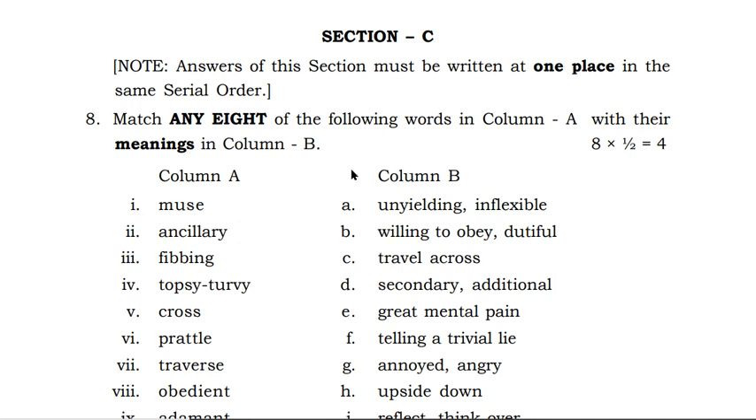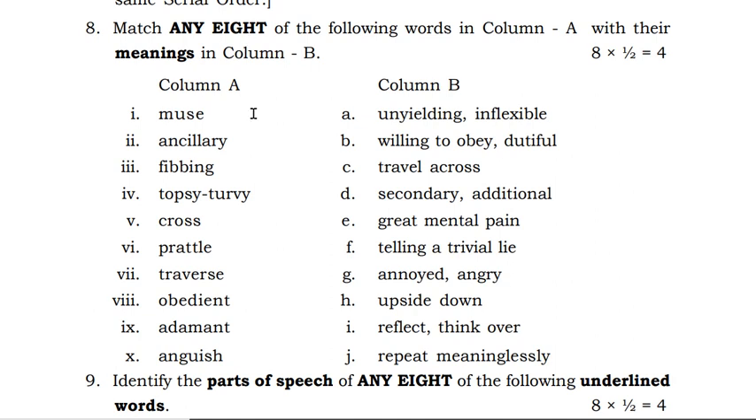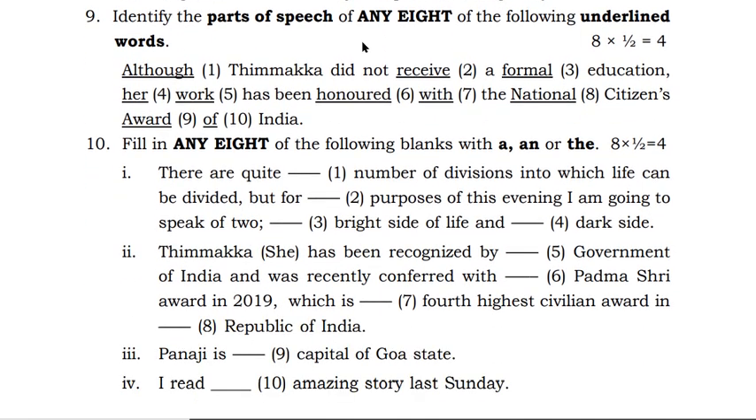Right. Okay, let us now start section C. Question number 8 is about meanings, in the form of matching. You have to match column A with the meanings in column B. In column A they give words, and column B contains meanings, and you have to match them. You can attempt any 8 of the 10, that's enough, and each answer gives you half mark. So the total is 4 marks.